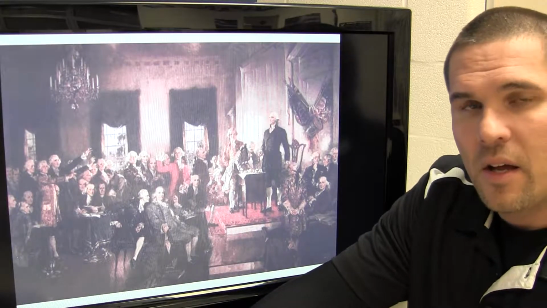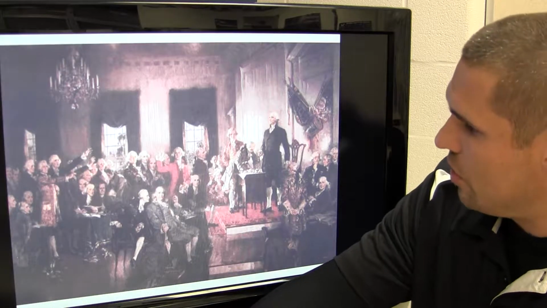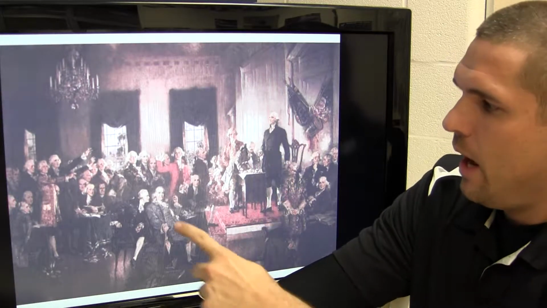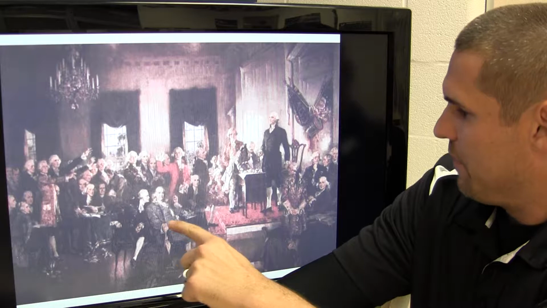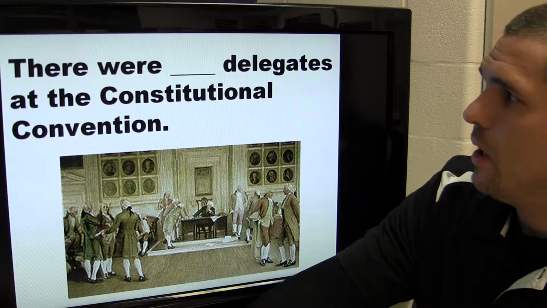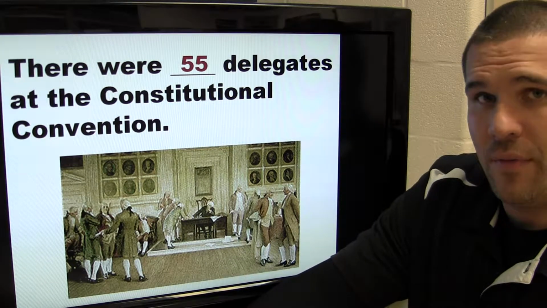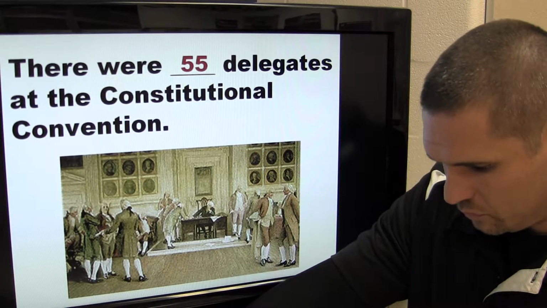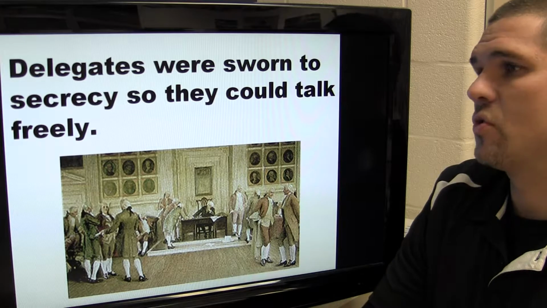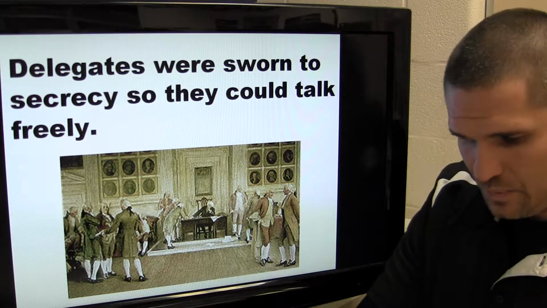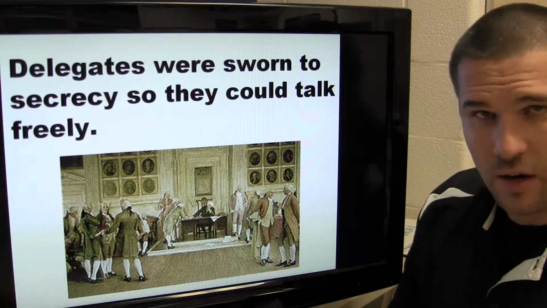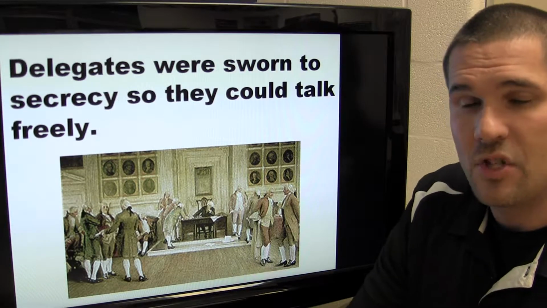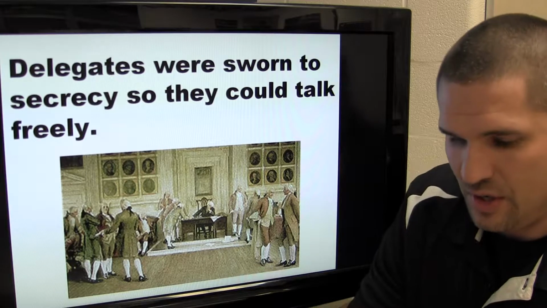Again, another painting, another famous painting done of the Constitutional Convention, again with George Washington in the forefront, and again you have Ben Franklin here. So again, there were 55 delegates at the Constitutional Convention. These delegates were sworn to secrecy, so they could talk freely, and Washington, being the president of the convention, took this very, very seriously.